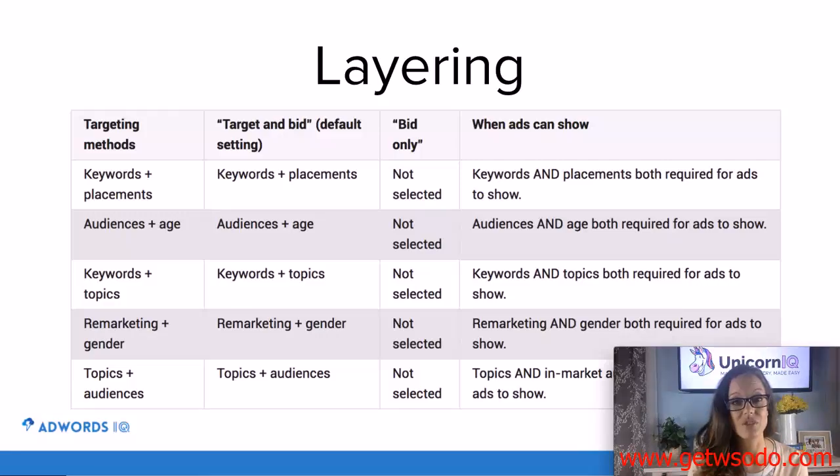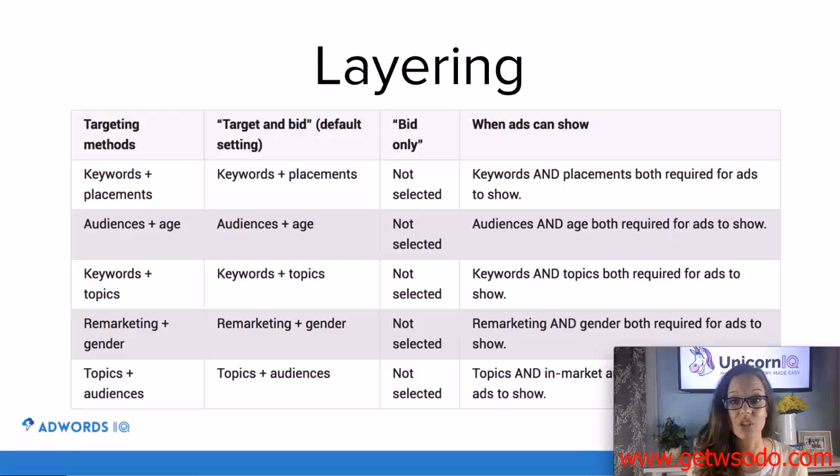Now, I'll just caution you: you'll see most of these are just 2 layers. Once you get into 3 or 4 layers, you're typically getting to where your audience is going to be too small and your ad just won't show. It won't get any impressions at all. So you can do remarketing, gender, topics, audiences. Basically anything that we've talked about so far, you can create different layers on top of it.